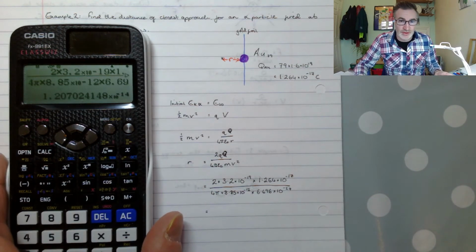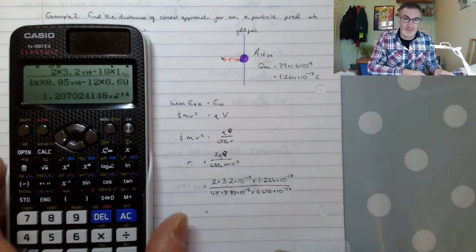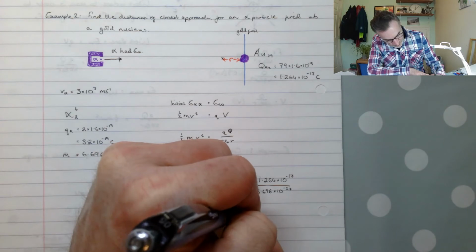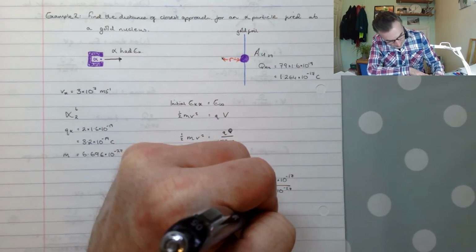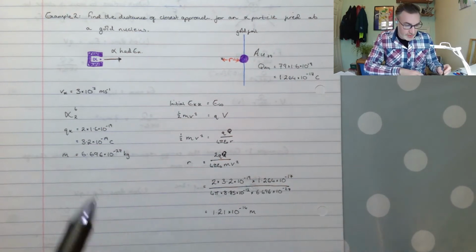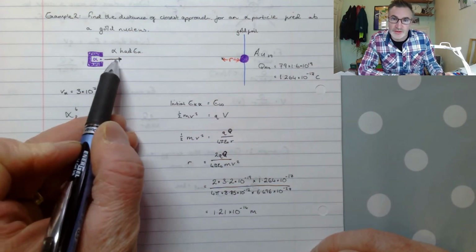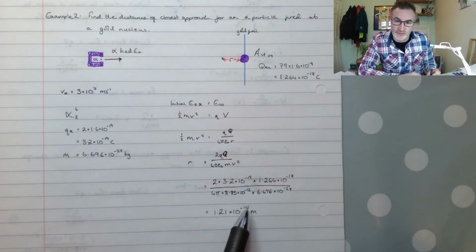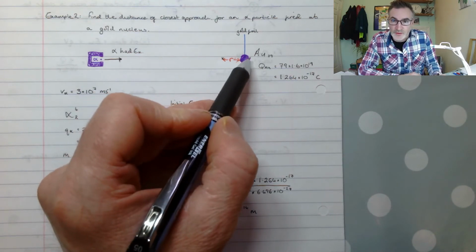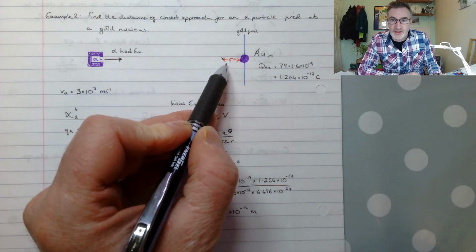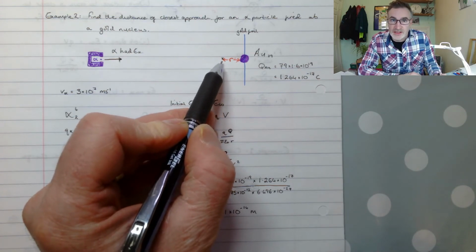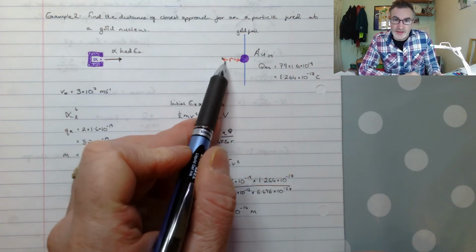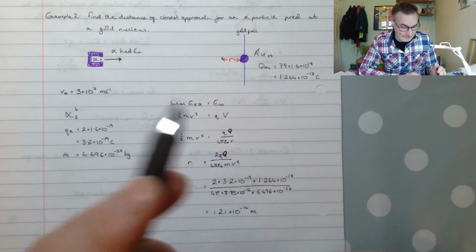So 1.21 times 10 to the minus 14, and that would be meters. And so what that would mean is that the alpha particle would travel and get to a distance of 1.21 times 10 to the minus 14 meters away from the gold nucleus before it lost all of its kinetic energy. At that point it would briefly stop before rebounding and accelerating away.